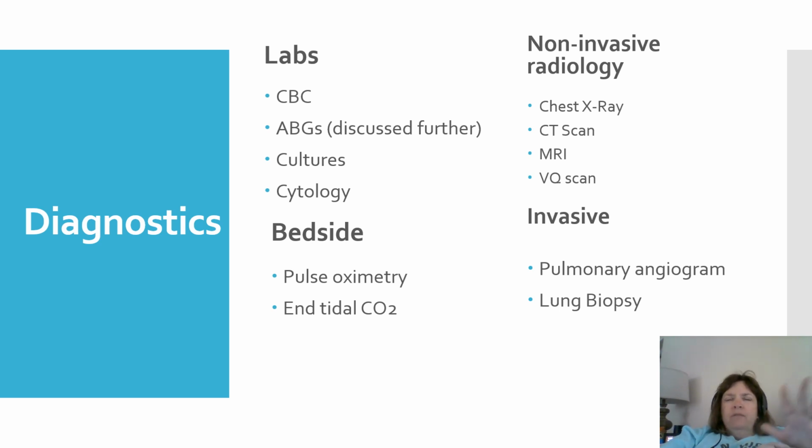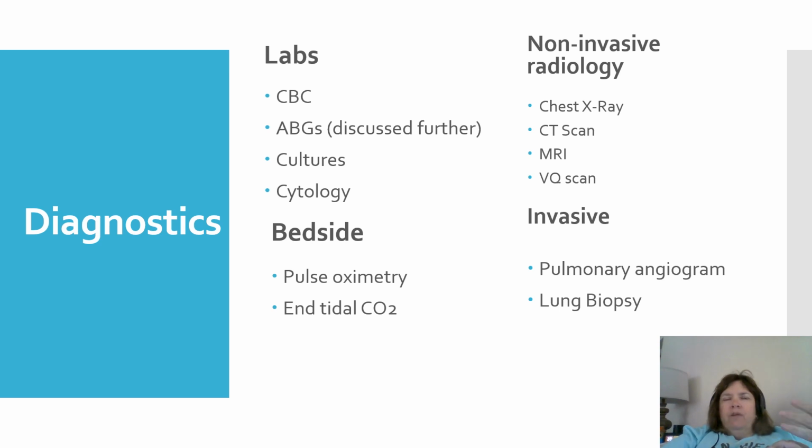the monitoring system. Non-invasive radiology would be chest x-ray, which is usually the first thing that we'll do. They may do a CT scan of the chest with or without contrast. They may do an MRI. They may do a VQ scan, although we don't see that as often. And that's measuring the amount of ventilation to perfusion. And when we look at VQ scans, they're looking for pulmonary embolism.